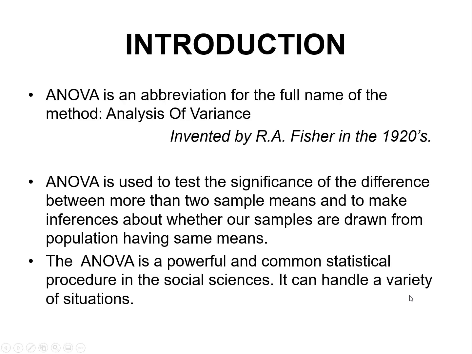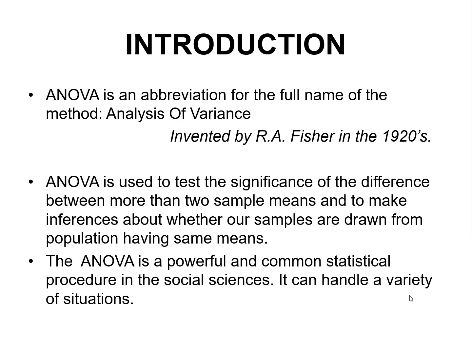ANOVA is an abbreviation for the full name of the method, analysis of variance, which was invented by Ronald F. Fisher in the 1920s. Before 1920, mathematicians, statisticians, and analysts used multiple t-statistic tests, because as I already discussed, we can use the t-statistic for two groups. But if the number of groups increases, let's suppose it's 3, we wouldn't be able to use a single t-statistic.